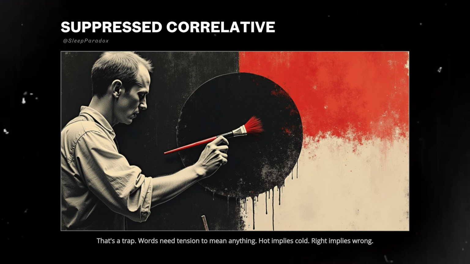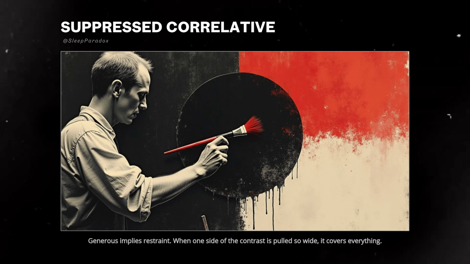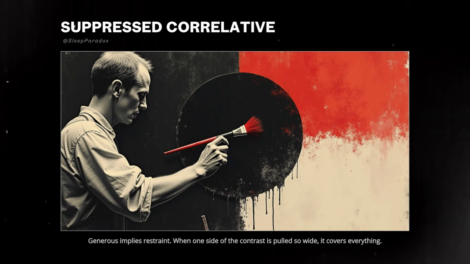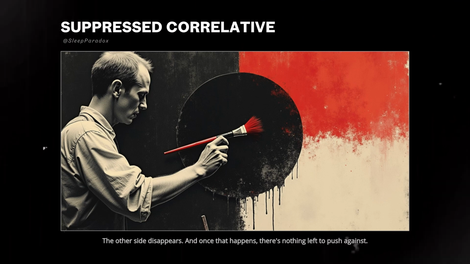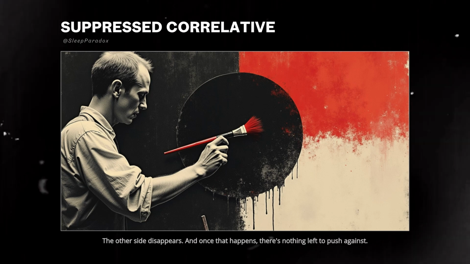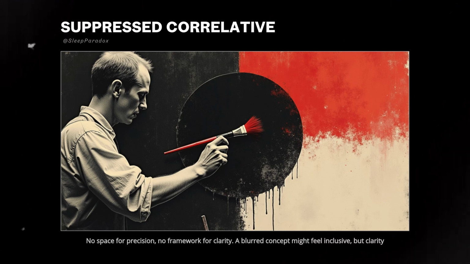Words need tension to mean anything. Hot implies cold. Right implies wrong. Generous implies restraint. When one side of the contrast is pulled so wide, it covers everything. The other side disappears. And once that happens, there's nothing left to push against. No space for precision. No framework for clarity.